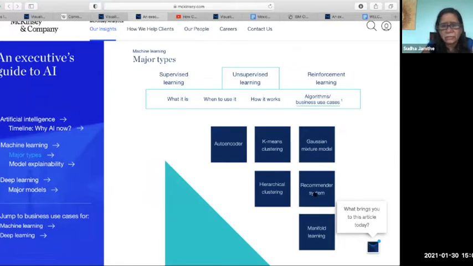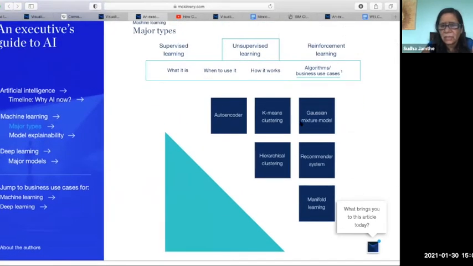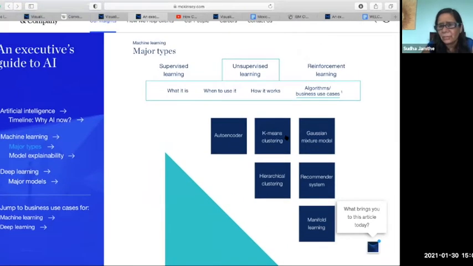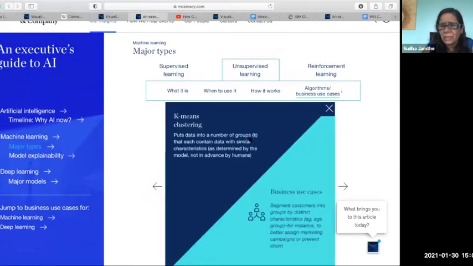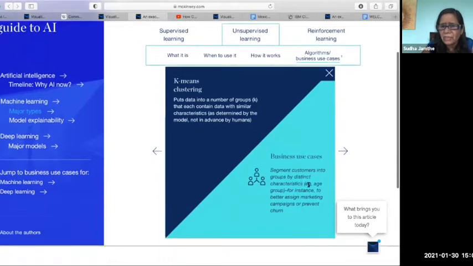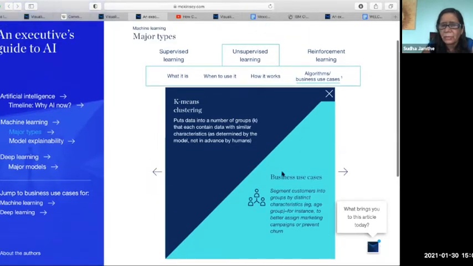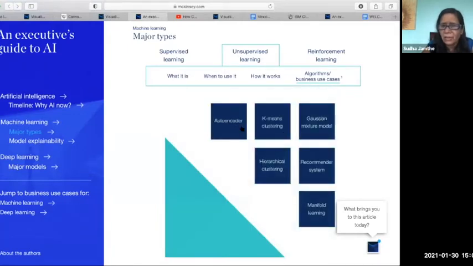I would not worry about what these algorithms are, but you can poke around and ask, what is K-means clustering? It segments customers into groups by different characteristics. This is what you were talking about, Emmanuel, to better assign marketing campaigns or prevention. That's K-means clustering, the most famous one of them all. So it's good to know, but autoencoder or hierarchical cluster and all that doesn't mean anything. You don't need to know the specifics, but you can play with it, poke around here.